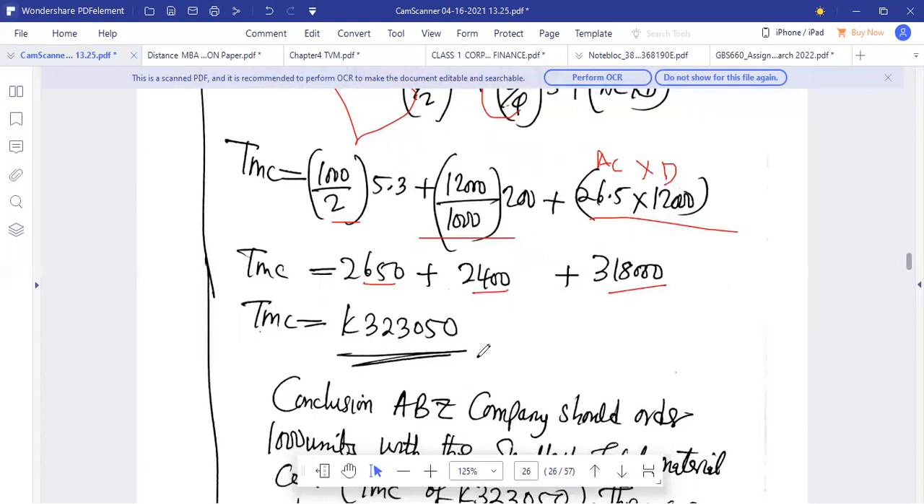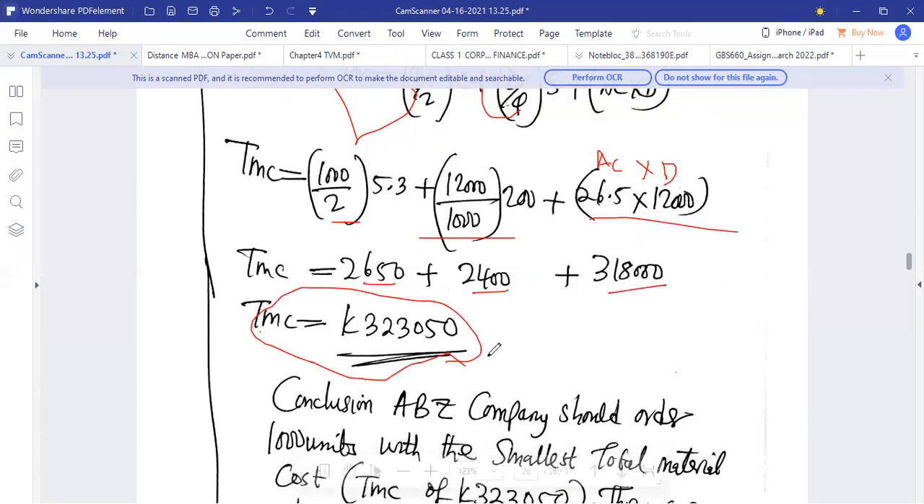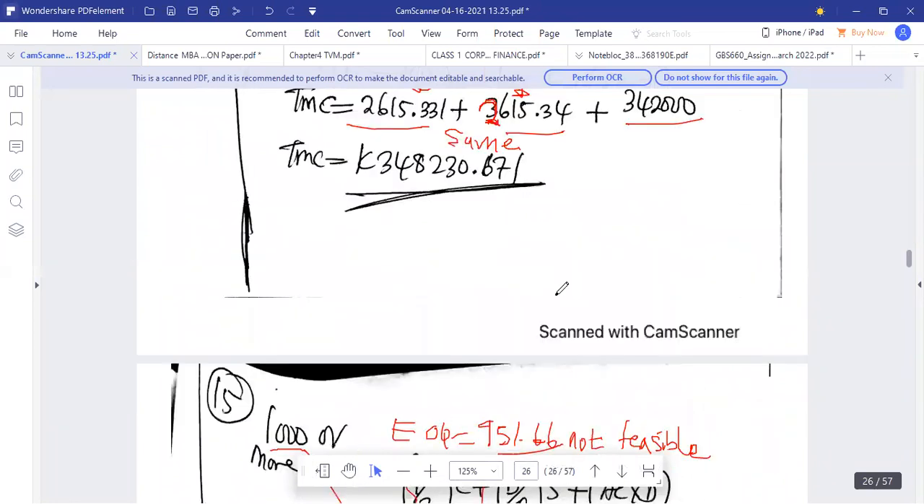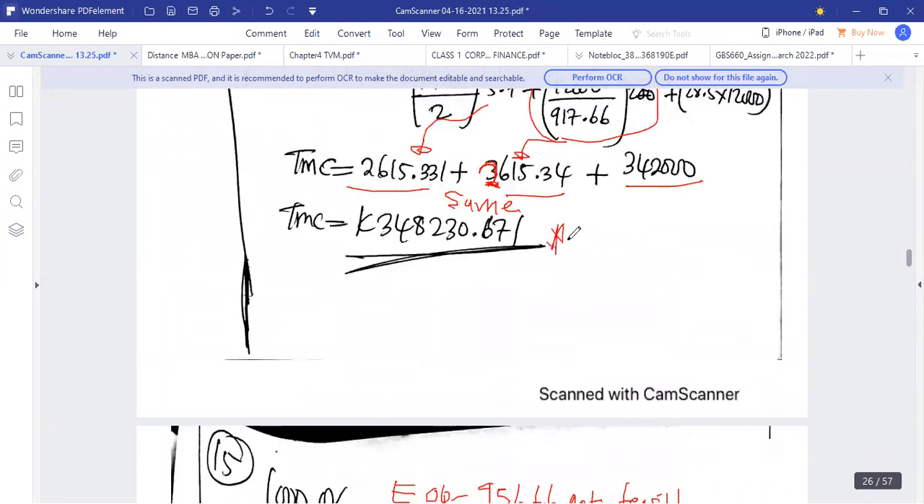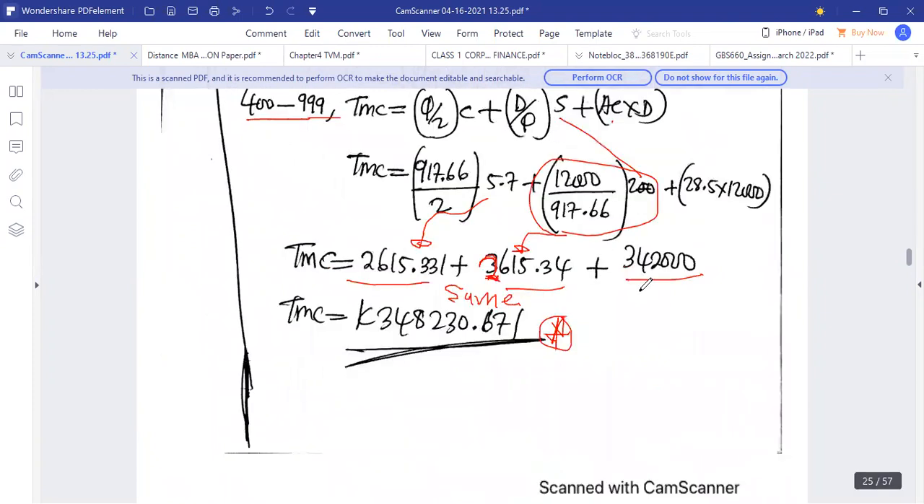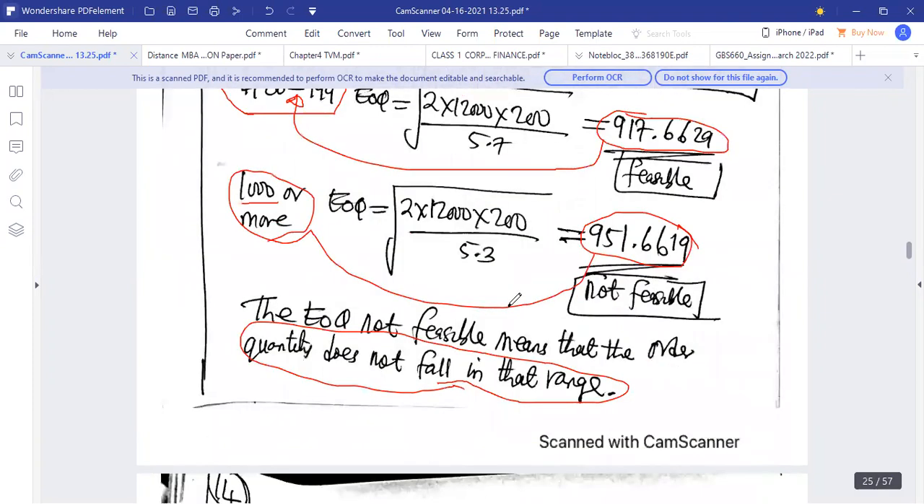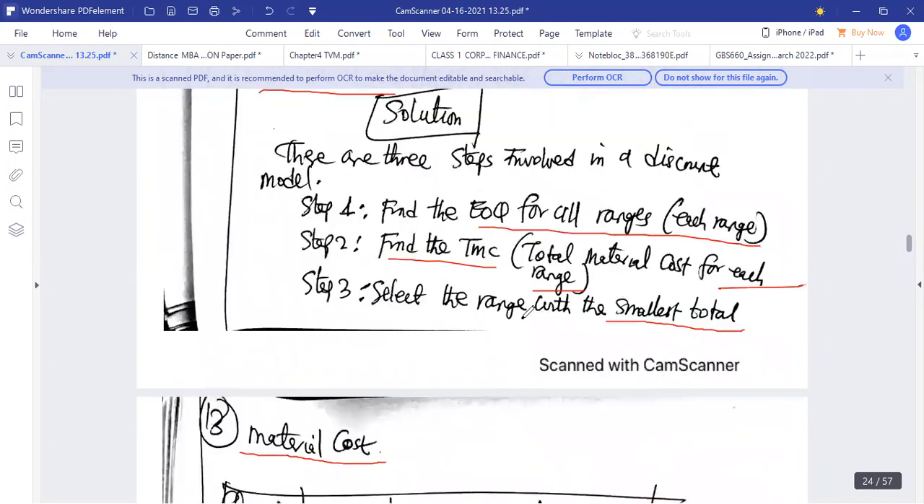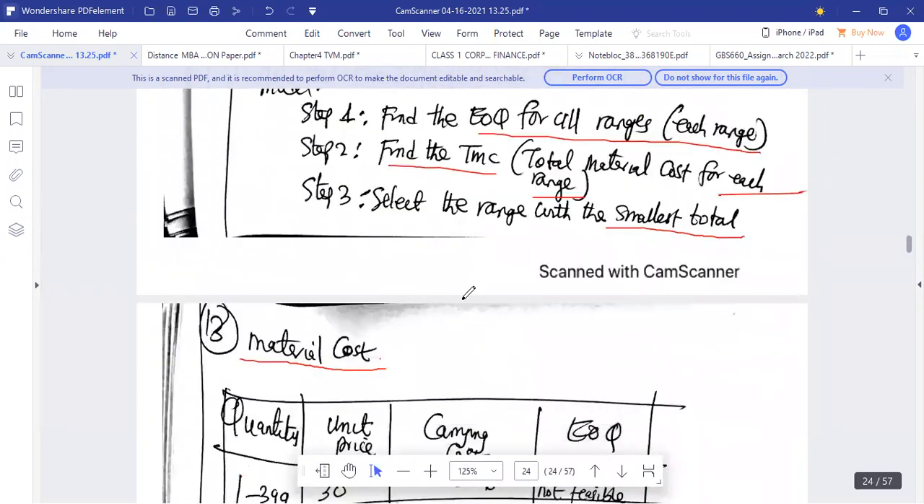323,050 kwacha. So what's our conclusion? We compare this material cost for this range, and then we also compare this material cost for this range. We also compare this material cost for this range. And we should select the smallest possible. According to step 3, we need to select the range with the smallest total material cost, which is it. That is the conclusion here.